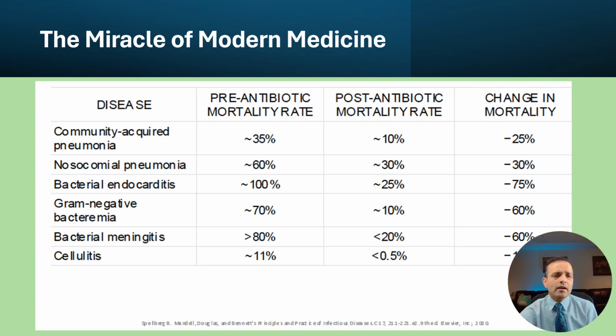So antibiotics are called a miracle of modern medicine, and the reason is, as you can see here, in different infections, for example community-acquired pneumonia, pre-antibiotic mortality was about 35%. It went down to 10%. So look at the difference it has brought in different infections. That is the reason why antibiotics are considered a miracle of modern medicine.